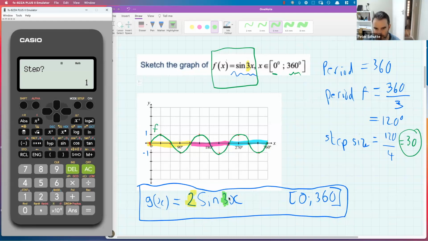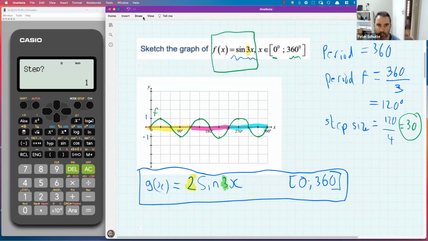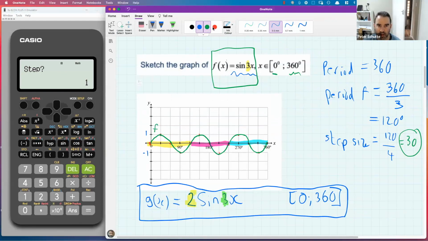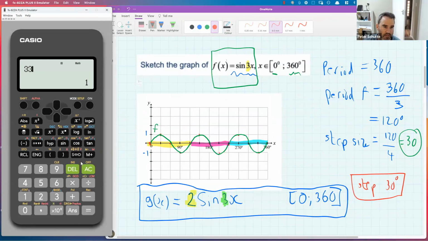Yes, it's 30 degrees because the 2 in front only affects how high or low the graph goes, whereas the 3 affects the period of the graph. And so the step size is going to be 30. So I'm just going to say, okay, my step size is 30 degrees. And I'm going to put that in my calculator. So step is 30.